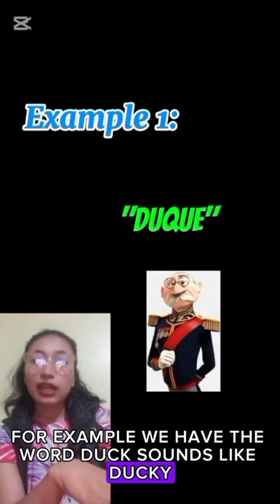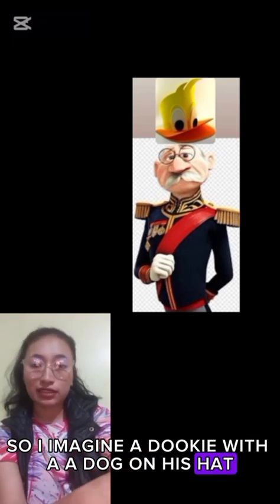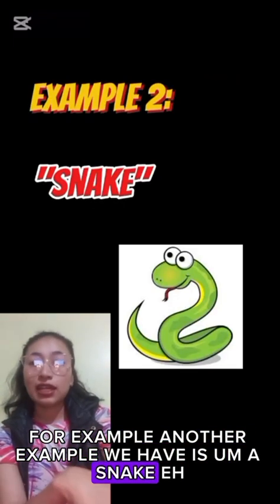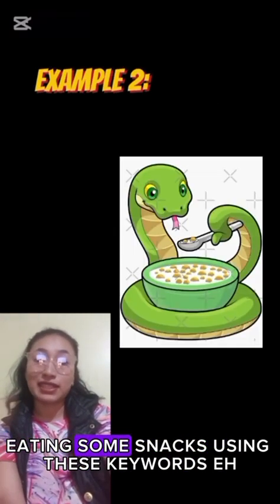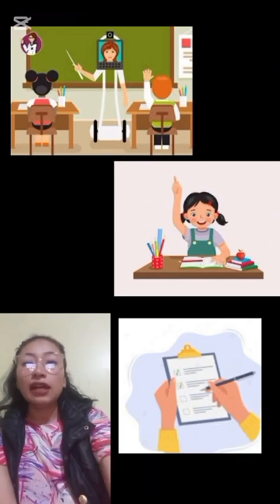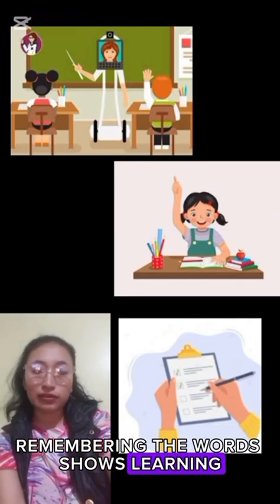Duck sounds like ducky. So I imagine a ducky with a dog on his hat, for example. Another example we have is snake, which sounds like snack. I picture a snake eating some snacks. Using these keywords, students can remember and use the words correctly. This also serves as a formative check because remembering the words shows learning.